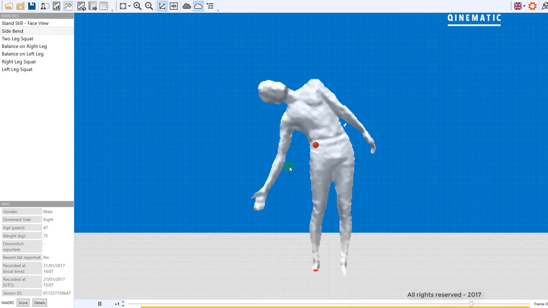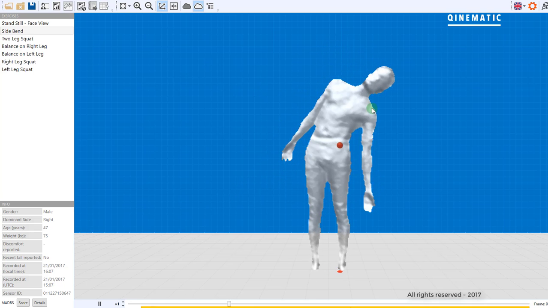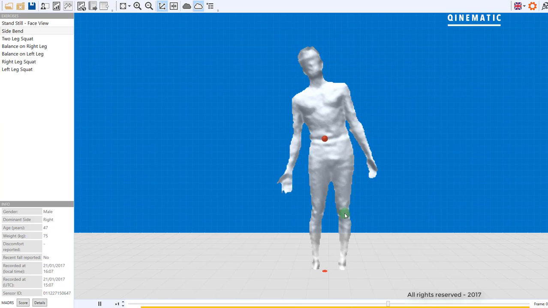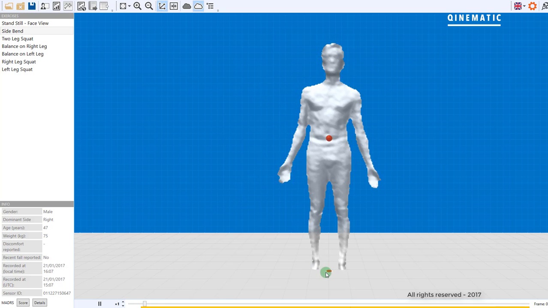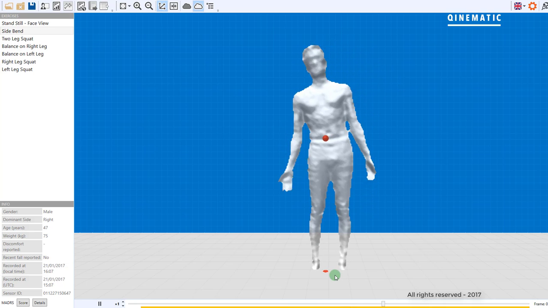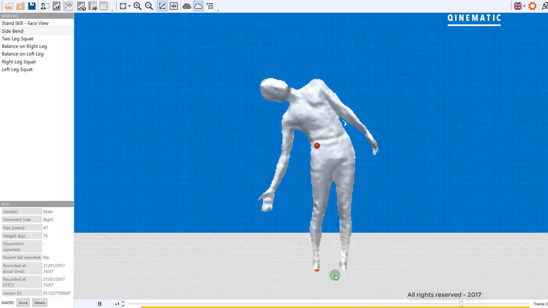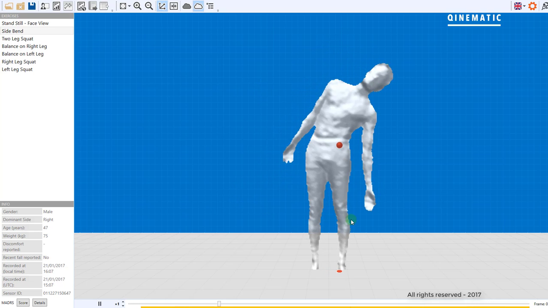the arm. So in Qinematic, we use the shoulders, we use the hips, we use the fingertips, and we observe the rest of the body parts, including the center of mass. We can see what strategies people use for moving sideways. Is it a hip strategy, a shoulder strategy, a head strategy?